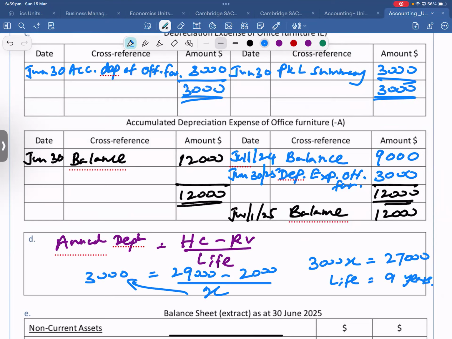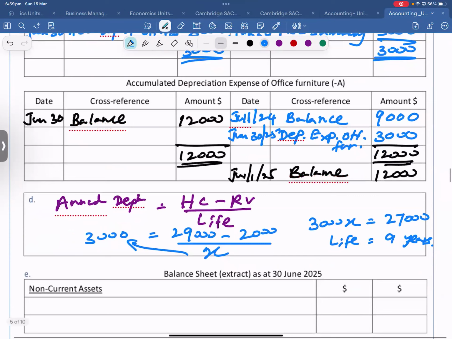So you can do X. Yeah, cost multiply. But you can't say X is 9 years, okay? Life is 9 years. Don't say X is 9 years. That's wrong. X is the independent variable, usually like a box, right?